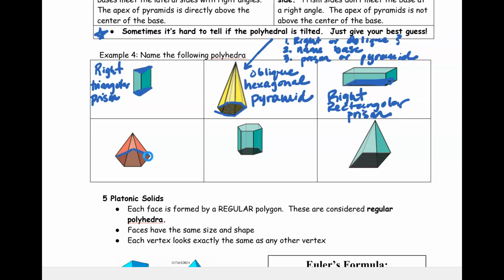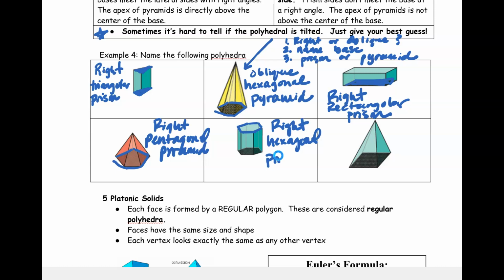This one I've got a base of 5 sides, so pentagon. And it looks like it's standing straight up. This one's a little hard to tell, but I think it's standing straight up. So I'm going to call it a right pentagonal prism, not prism, pyramid. Okay, and then this one we've got 1, 2, 3, 4, 5, 6. So that's a hexagon. So hexagonal. It looks like it's standing straight up to me, so I'm going to call it a right hexagonal prism.